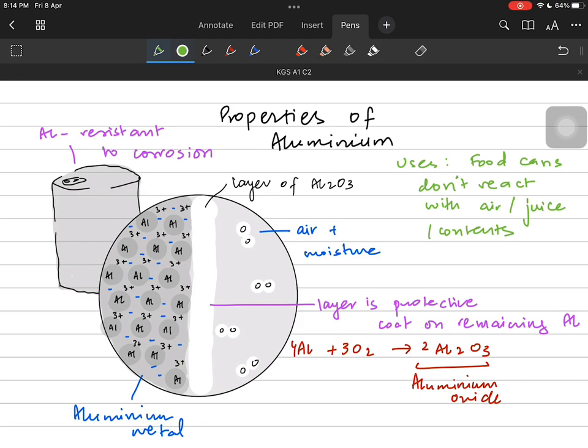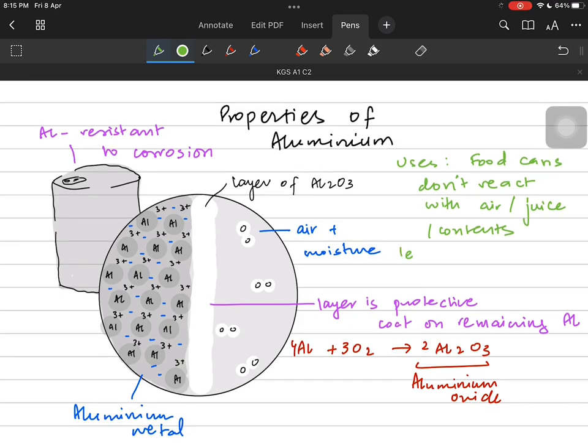Another property of aluminium is its lesser density, so it's lighter, and that's why it's used to make airplane bodies. It's also a good conductor of electricity, which is why it is used to make wires. So it's lighter and at the same time a good conductor of electricity. Since it's a heat conductor, you can make saucepans from aluminium. So these are the uses and properties of aluminium.